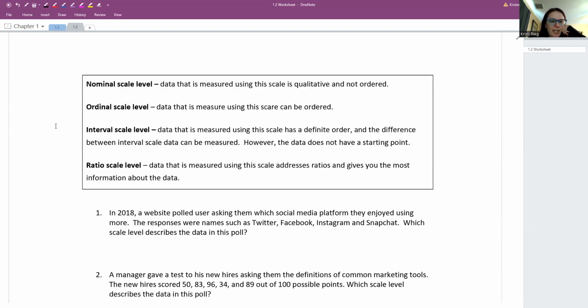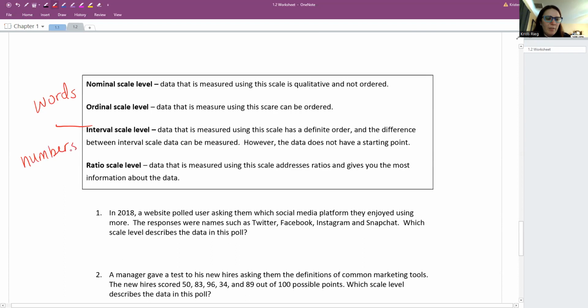So here are the different scales. A nominal scale is data that is measured, and it's qualitative and not ordered. Let me just break this up real quick, because we will get qualitative defined here in a minute. These top ones use words, and then these bottom two use numbers. So that's the first way we can break these up. But for a nominal scale, it's data that is measured. It's qualitative, meaning it uses words, and it's not ordered.